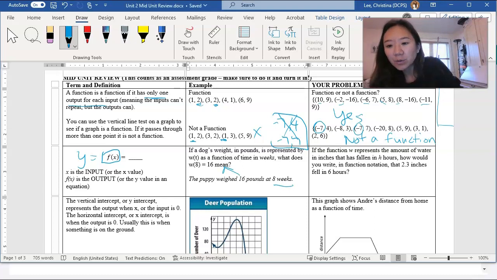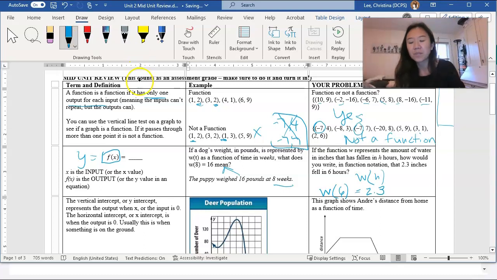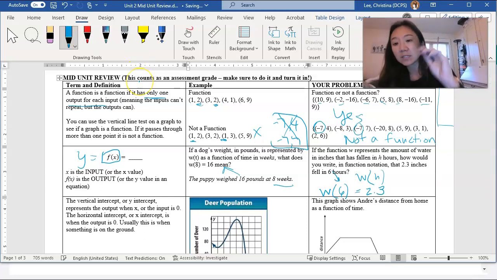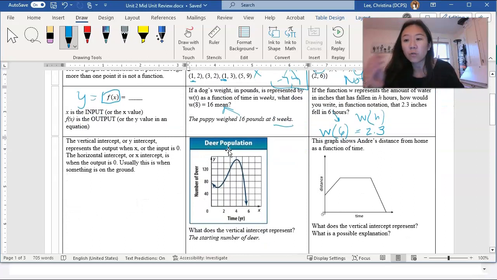So here, if the function W represents the amount of water in inches that has fallen over 8 hours, how would you write in function notation that 2.3 inches fell in 6 hours? We would write this as W of H, right? And in this case, we're replacing the H with the hours. So W of 6 hours equals 2.3 inches. Again, the input being time, because it is almost always a function of time, and then that output being the thing that we're measuring that's changing as a result over a period of time.